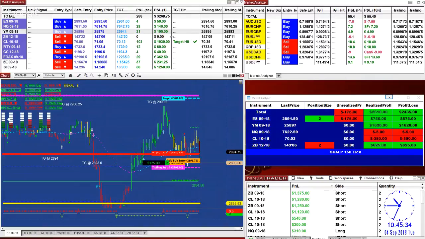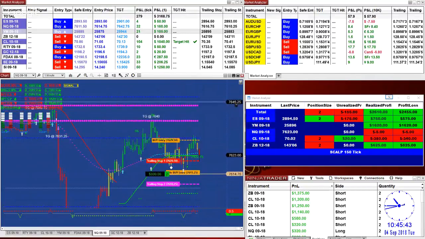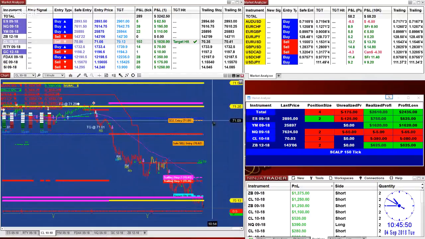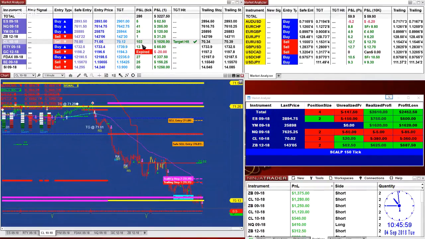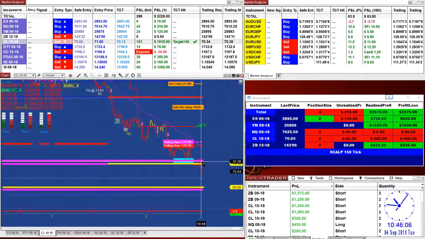Let me see what else we have. There is nothing really on the Nasdaq or ES. Now we are sideways. What is this? Target hit on the CL. Earlier today on the CL, the entry was 71.05. We hit 70.13 and made 100 ticks. And now the CL is sitting here, a big mess.